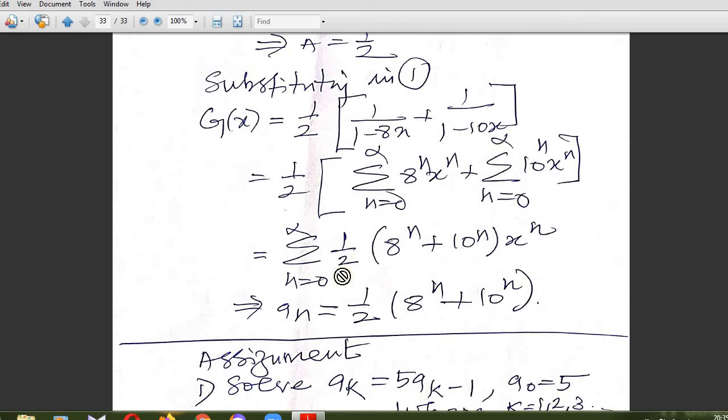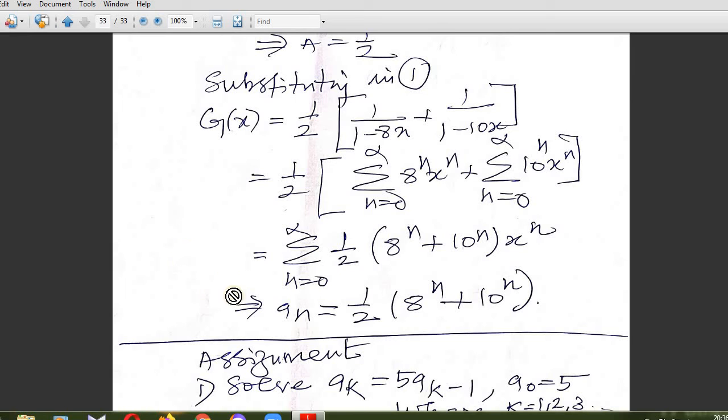So summations are common, x power n is common, we can bring the summation outside. Summation n tends to 0 to infinity, this 1 by 2, this x power n is common, bring it out. What are the remaining terms here? Is 8 power n plus 10 power n. Because x power n is common, bring outside, this is common, bring outside, 1 by 2 you are bringing inside. So this is generating function, the g of x.